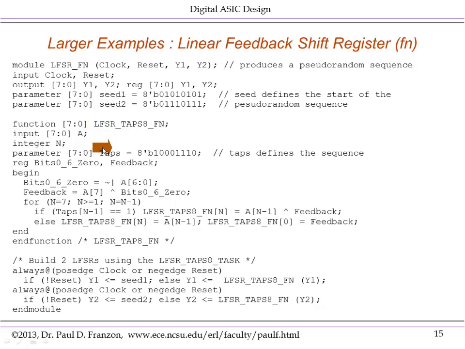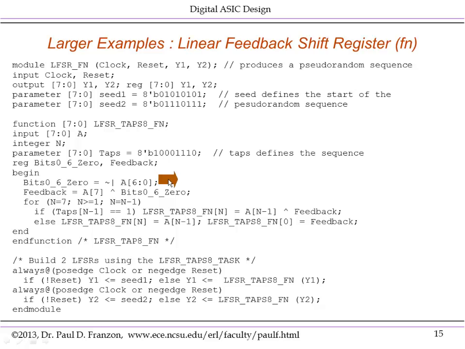Here we have a local parameter taps, which defines the actual sequence. And here we specify the types and the vector ranges of local variables that are used within the function.